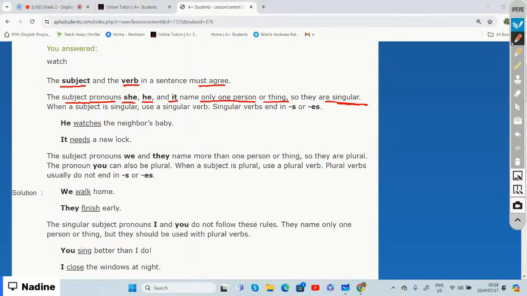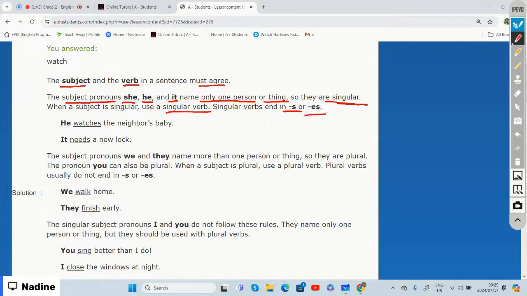And when our subject is singular, because we're only referring to she, or he, or it, then we need to use a singular verb, right? I'm basically trying to explain again. So we use a singular verb, and our singular verbs are going to end in S or ES, right?